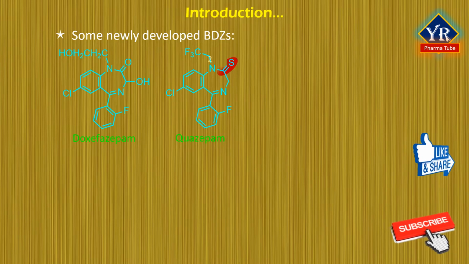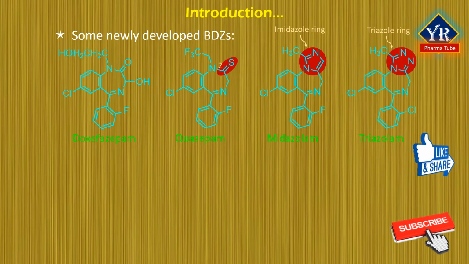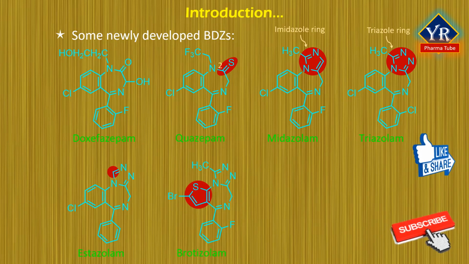Quazepam is a benzodiazepine 2-thione. Midazolam and triazolam have imidazolo and triazolo rings respectively fused to the benzodiazepine system. Estazolam is another drug which is related to triazolam. A novel benzodiazepine analog is brotizolam, which is a hypnotic sedative approximately 60 to 100 times more potent than flurazepam. Loprazolam mesylate is a potent sedative hypnotic drug belonging to the second generation of annulated 1,4-benzodiazepines.